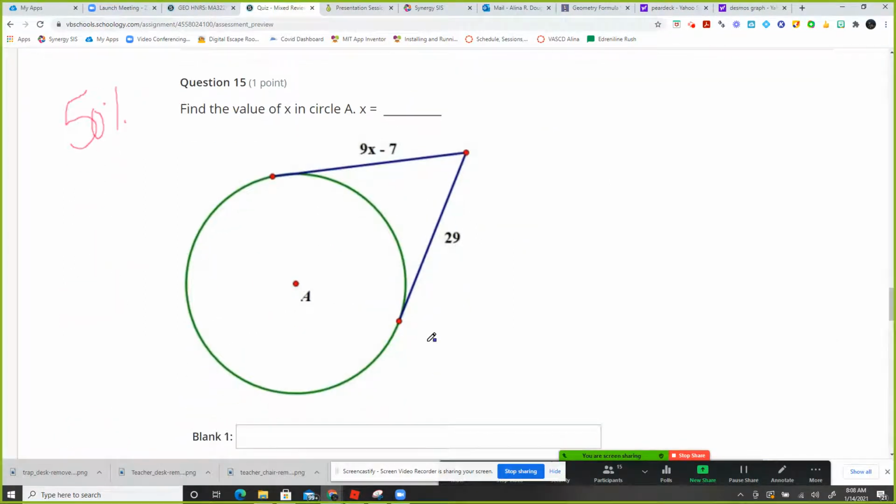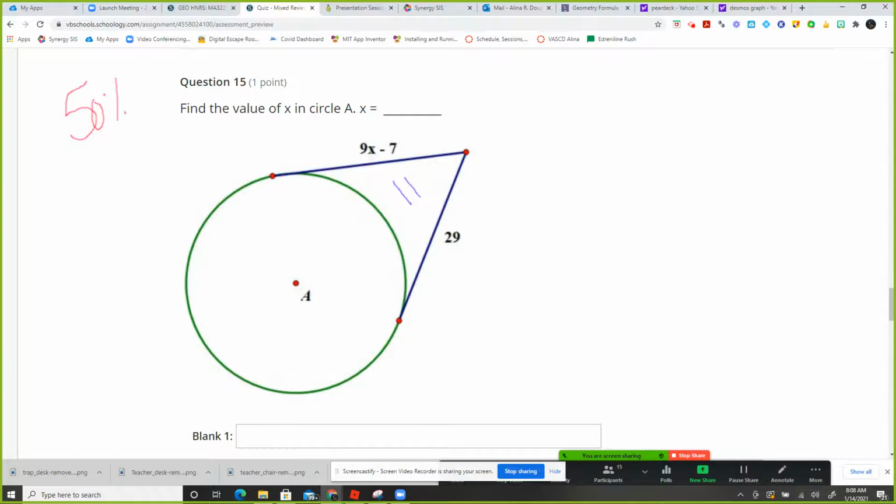All right, this is my favorite kind of question, the ice cream cone question. I might actually have to go get some ice cream later today, even though I'm so freezing cold. So what do I do with the 9x minus 7 and the 29? Set them, hopefully you're all saying, equal to each other.